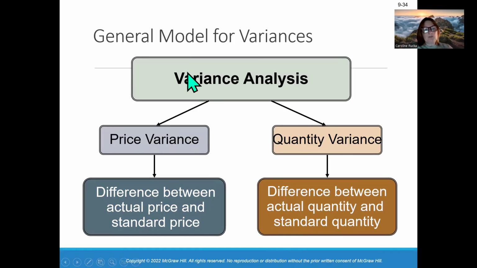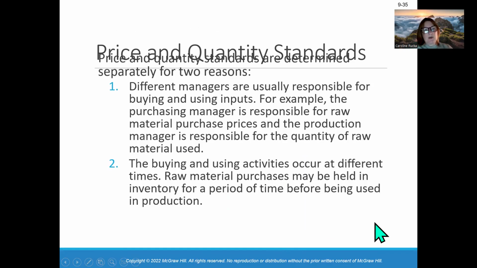All right. So again, on our variance analysis, we have our price variance and our quantity variance. The price variance is going to be the difference between the actual price and the standard price, and the quantity variance is the difference between the actual quantity and the standard quantity.